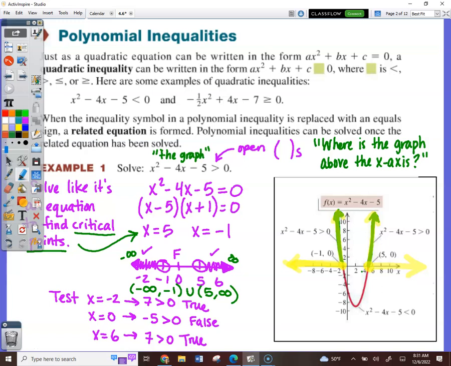And then you just read that to yourself. That's negative infinity up to negative 1 with a parentheses, union with 5 parentheses to infinity. So that directly matches this.